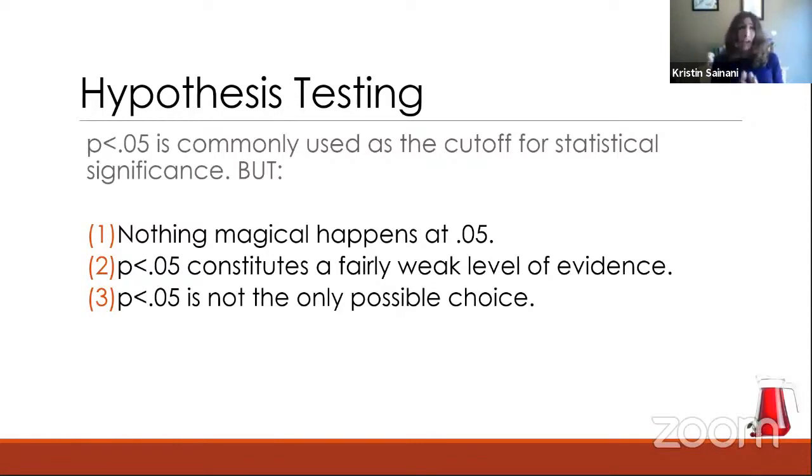Using a threshold of 0.05 actually gives us a fairly weak level of evidence, too. I think people think that the result must be really robust if you get P is less than 0.05. Well, really not. It's not a very high level of evidence, actually. P is less than 0.05 is not the only choice either. You can set your alpha level at other things. You could choose 0.01, for example.